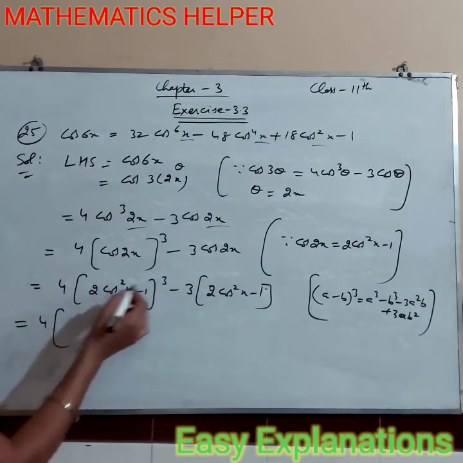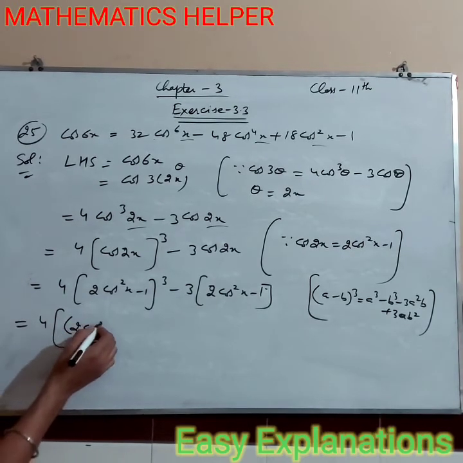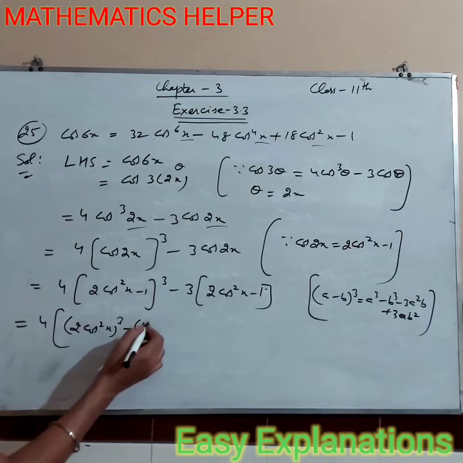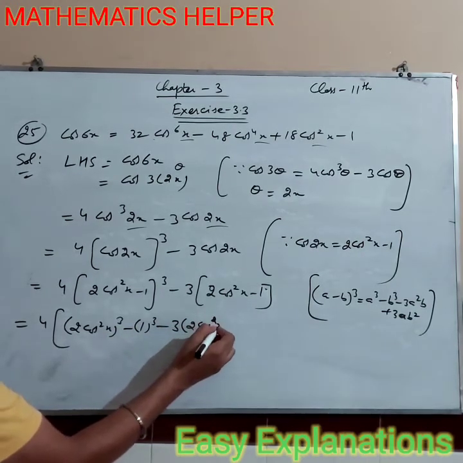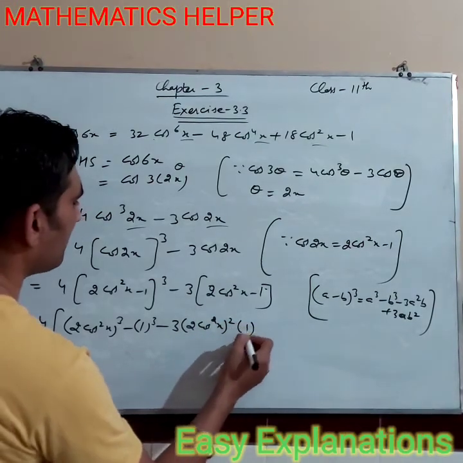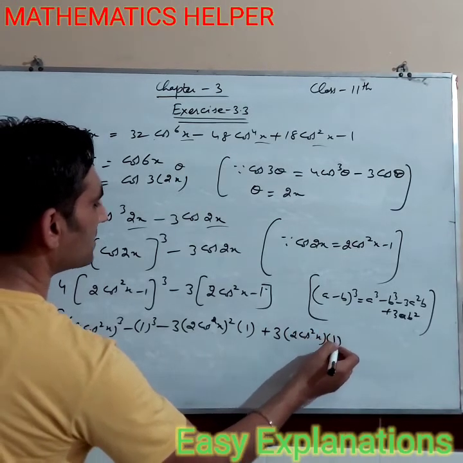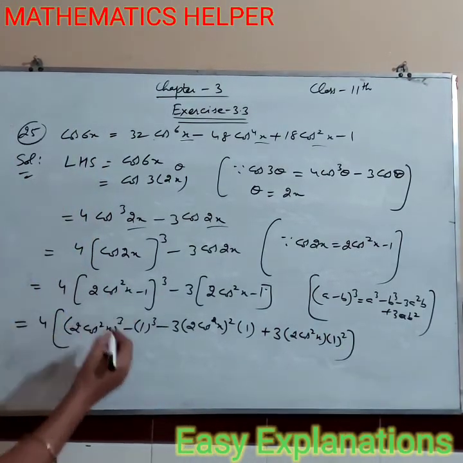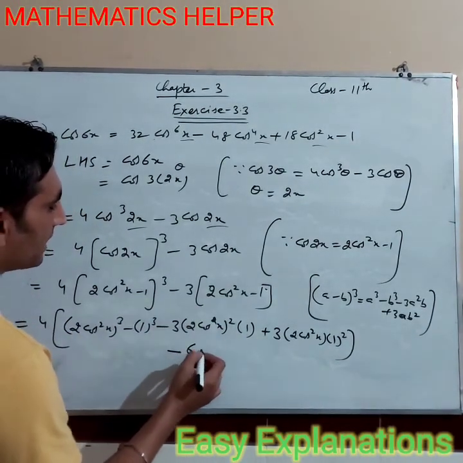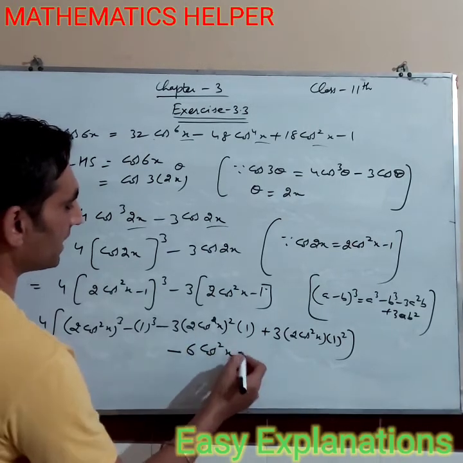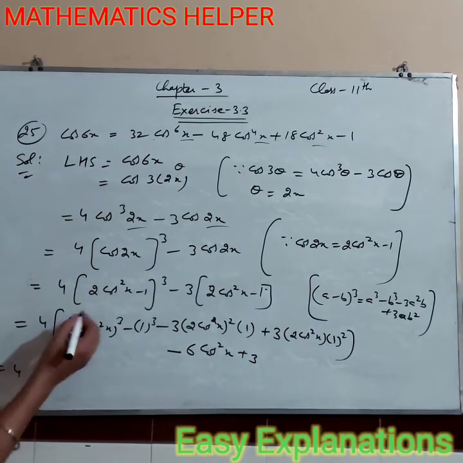I am writing it. Its cube will give 8, or simply write one time to remember, 2 cos square x raised to power 3 minus 1 cube minus 3a square means 2 cos square x raised to power 2 into b, then plus 3a, a means 2 cos square x into b square. This is calculation for cube. Now lastly you have minus 3 into 2, just multiply, minus 6 cos square x, plus 3 into 1, 3 here. So we have this. Now we will calculate these values.